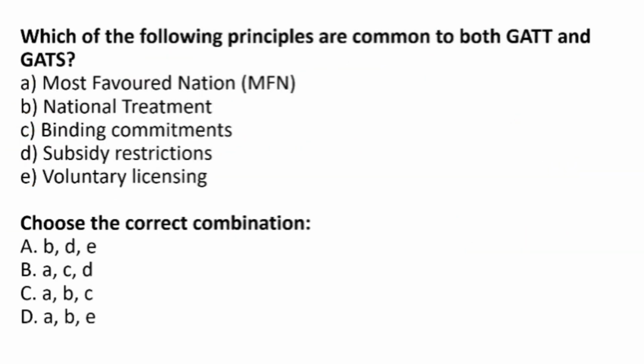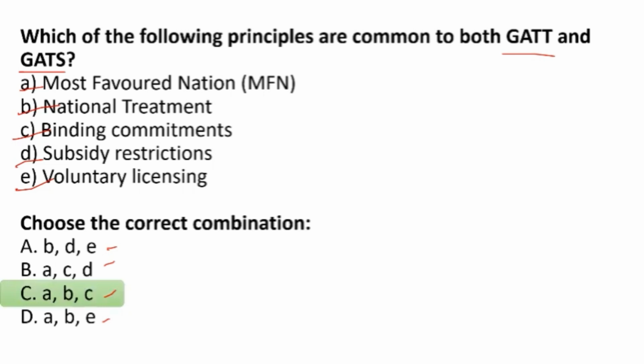Which of the following principles are common to both GATT and GATS? Most favored nation, national treatment, binding commitments, subsidy restrictions, and voluntary licensing. Some of the principles in these five options are common to GATT and GATS as well. So which are those? BDE, ACD, ABC, or ABE? You can give your answer in the comment box as well. I'll give you some time for it.